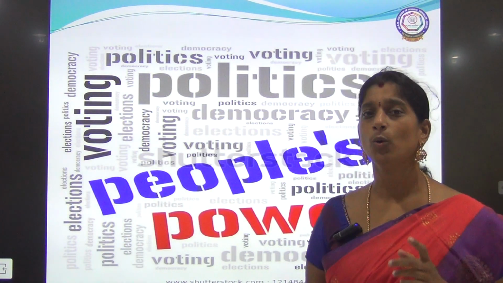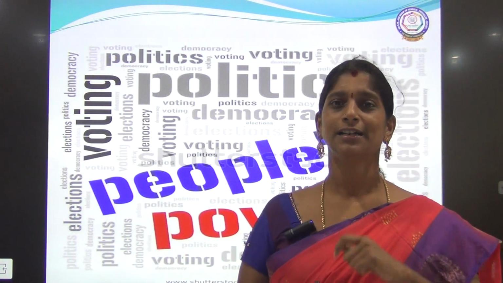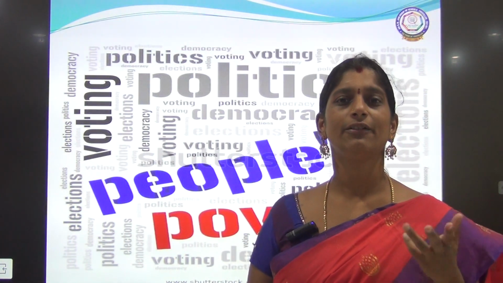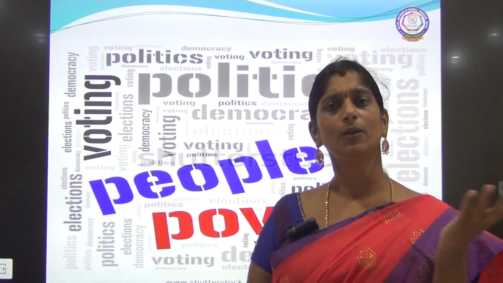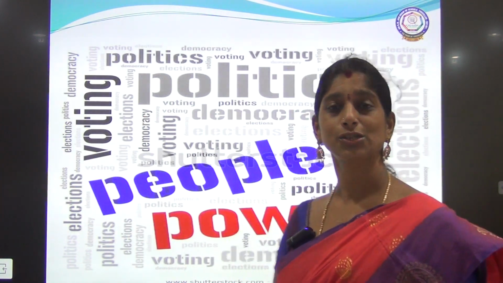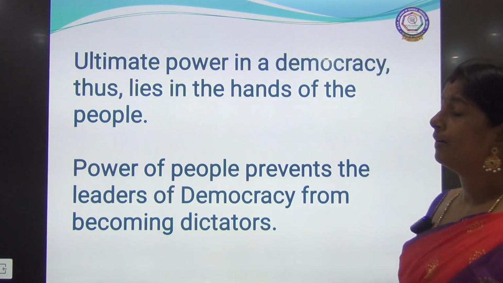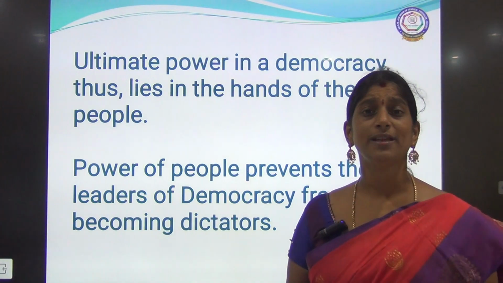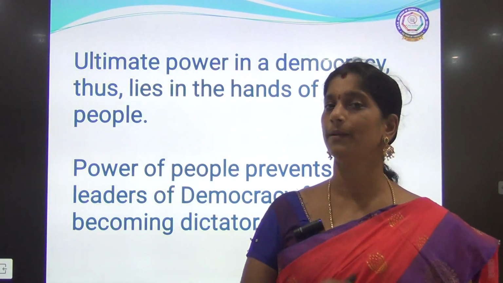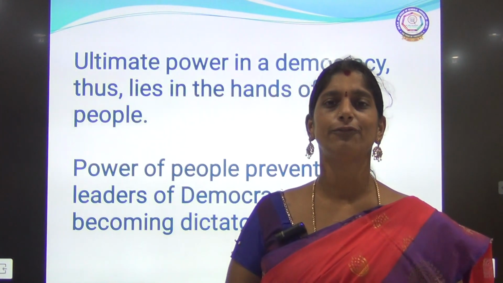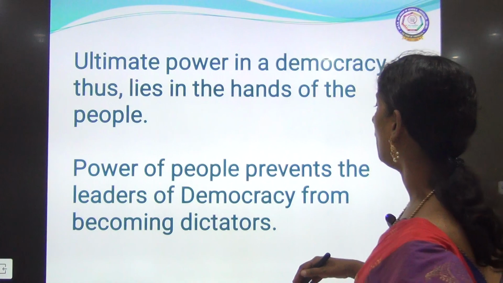Now tell me, which is more powerful, government or people? People, because we are choosing our representative. If we don't want a particular leader, what will we do? We will send them out. We will choose another leader, right? So people are more powerful. The ultimate power, ultimate means the final power, in democracy is with the people. The government is also powerful, but people are more powerful than the government, okay.